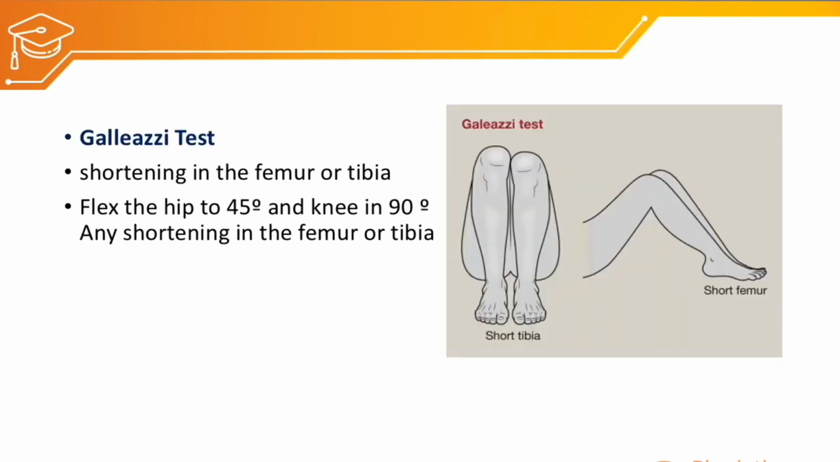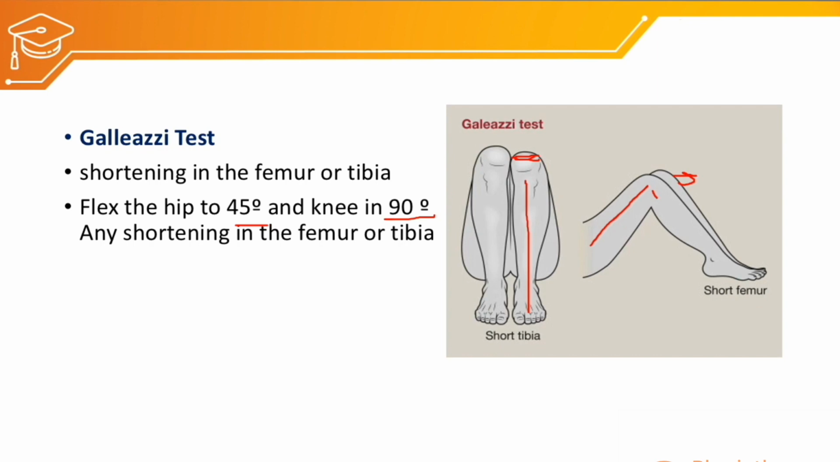So before taking the limb length measurement, we can perform a test to see if there is a shortening. This test is called the Gallagher test. In the Gallagher test, we'll ask the patient to flex the hip to 45 degrees and the knee to 90 degrees. If we see there is a shorter limb, then we can predict there is a shortening of the tibia bone. And if one limb is forward to the other limb, then we can predict either the femur is short or the femur is long.